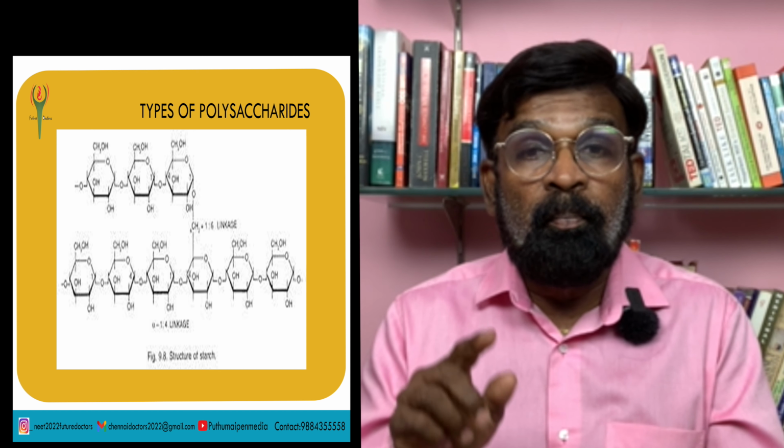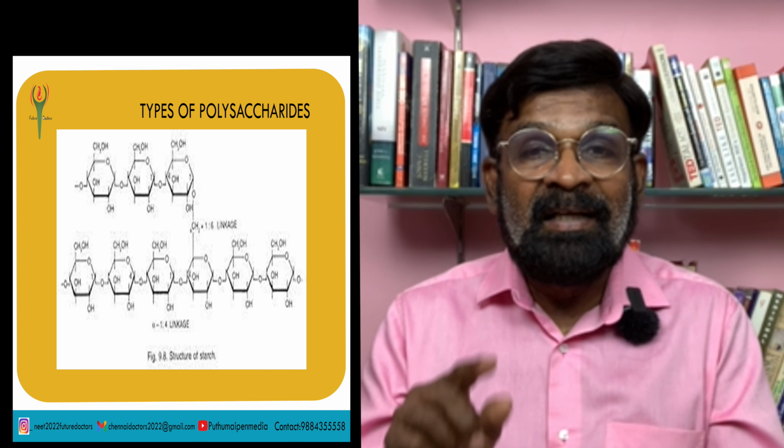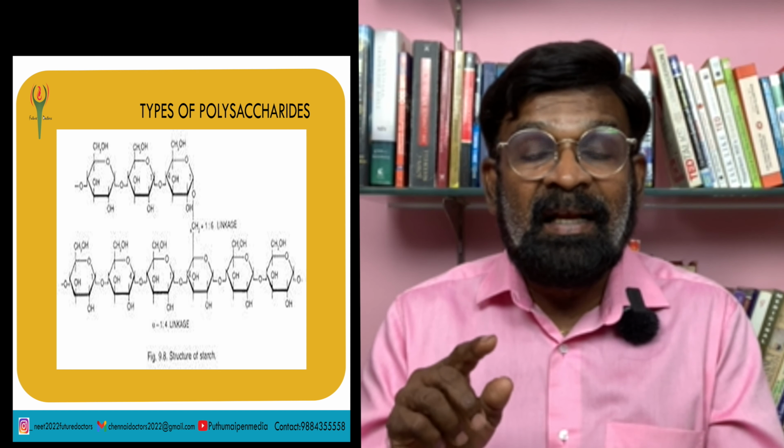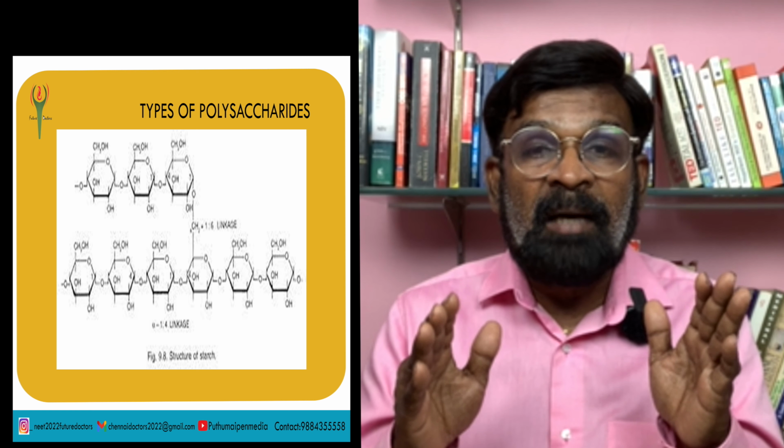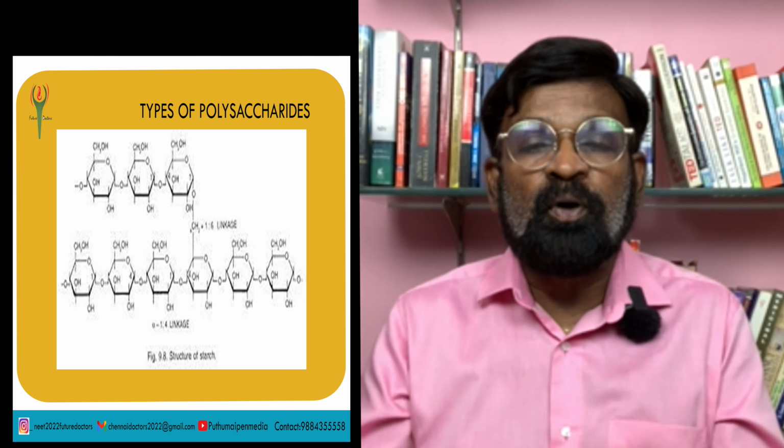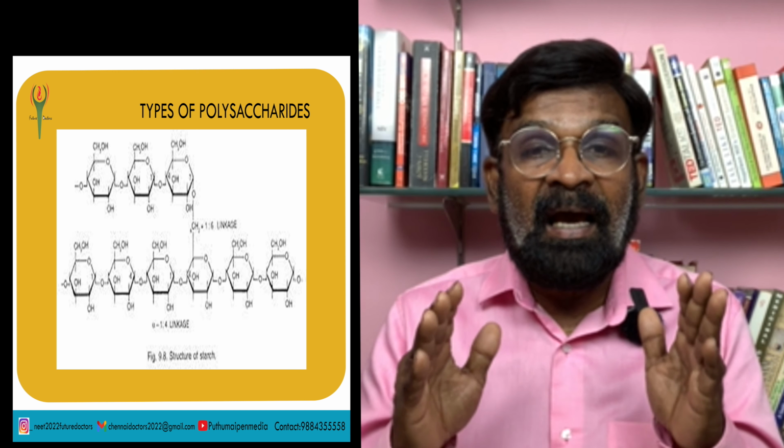Inulin is a polymer of fructose. It is a naturally occurring polysaccharide produced by many types of plants. Some plants store food in the form of inulin. Example: sweet potato. Agar, xylan, araban and so on are some of the examples of homopolysaccharides synthesized by algae and some plants.